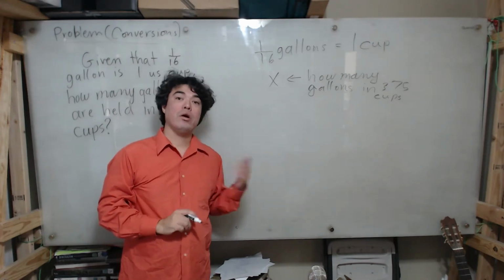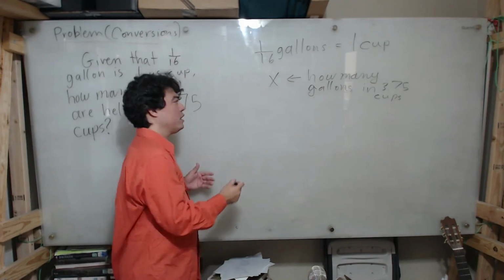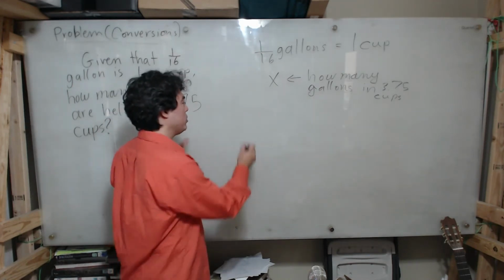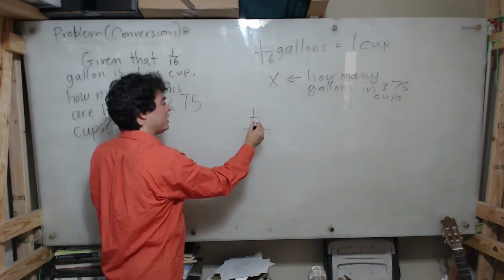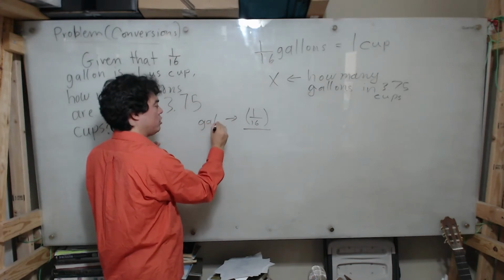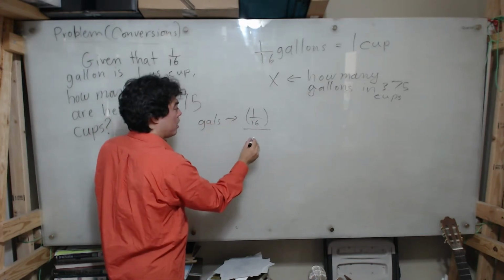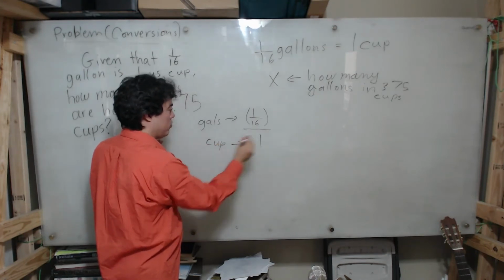Now what we're going to do is set up our proportion, because this is how we set up a conversion problem. We know that 1 over 16 gallons, I'll just put gals, is 1 cup, so cups on the bottom, is equal.